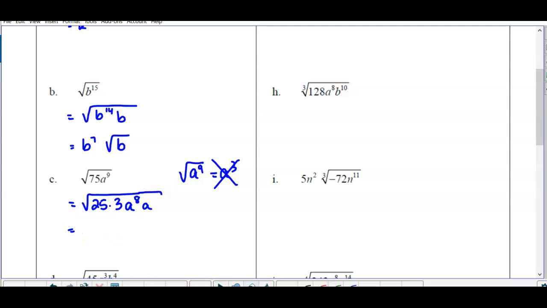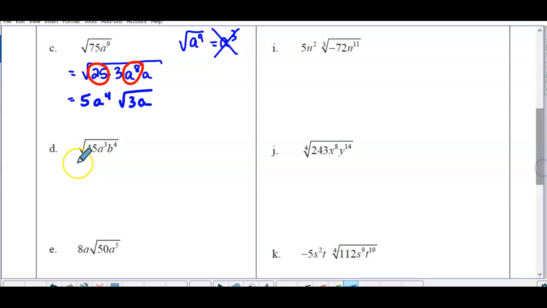And then you take the root of the perfect squares. They get to go out on the weekend, right? And everyone else has to stay home underneath the roof. So there's your 5. Square root of a to the 8th is a to the 4th, and then you're left with square root of 3a. Sometimes I try to put a little separation so that little 4 that's the exponent is not mistaken for an index.